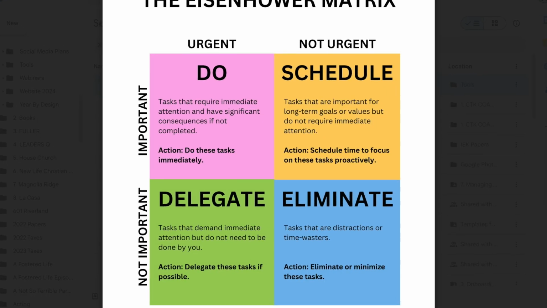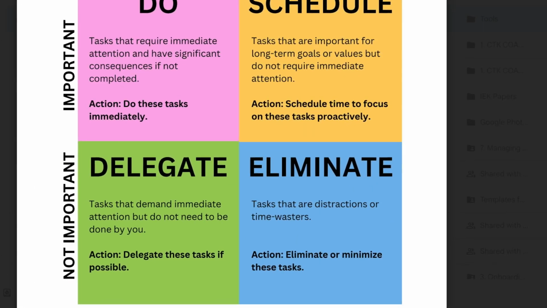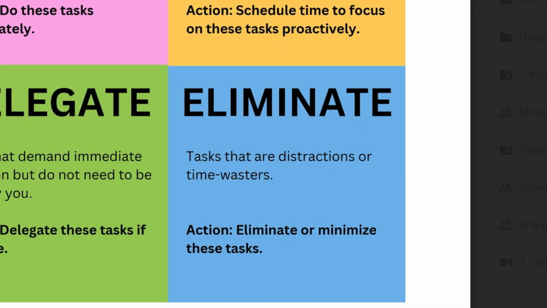And quadrant 4 is for what's neither urgent nor important. And these are the things you're going to eliminate. You're going to delete them from your life. Let's be honest. This is where time vanishes. Mindless scrolling, busy work, things that add no value. If it's not serving your mission, cut it out.